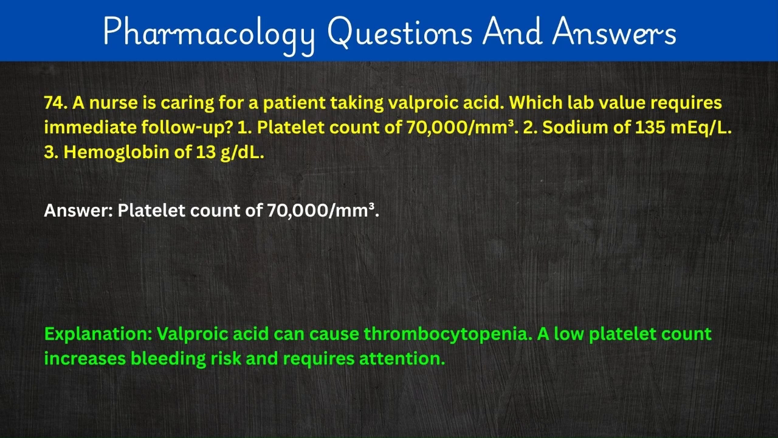74. A nurse is caring for a patient taking valproic acid. Which lab value requires immediate follow-up? 1. Platelet count of 70,000/mm³. 2. Sodium of 135 milliequivalent/L. 3. Hemoglobin of 13 g/dL. Answer: platelet count of 70,000/mm³. Explanation: valproic acid can cause thrombocytopenia. A low platelet count increases bleeding risk and requires attention.